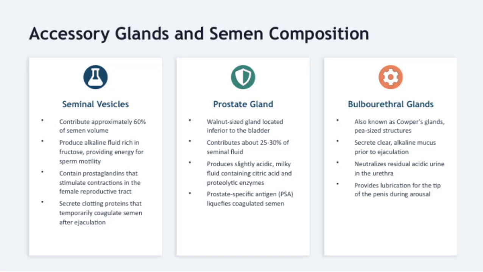Now, let's take a closer look at the bulbourethral glands, also known as Cowper's glands. These are small, pea-sized structures located beneath the prostate and just inferior to the bladder. Their main role is to secrete a clear, alkaline mucus right before ejaculation. This mucus serves a few important functions.